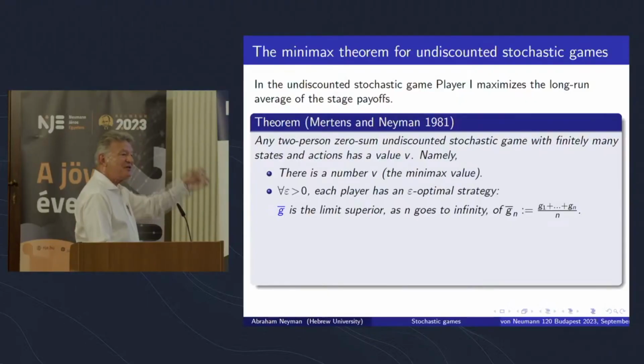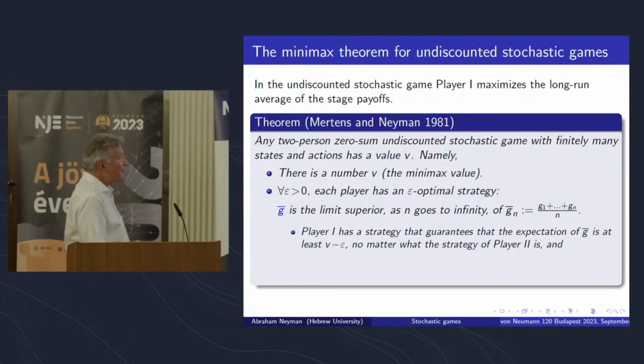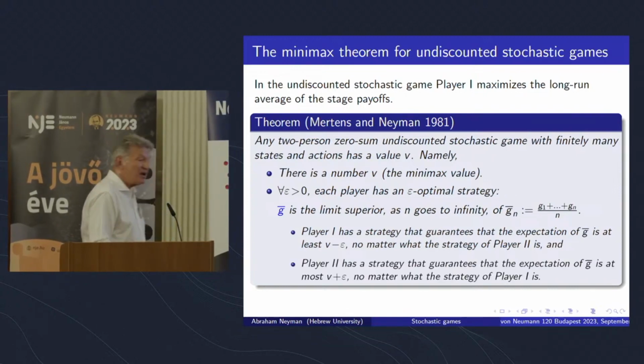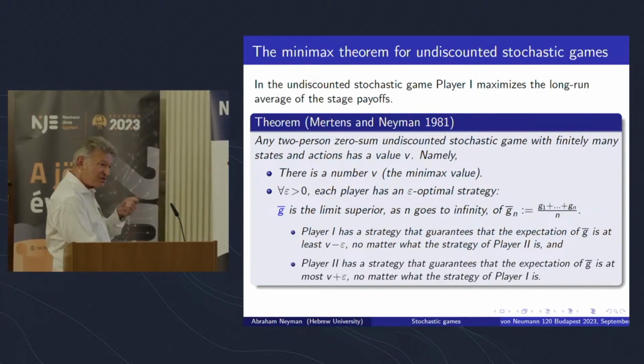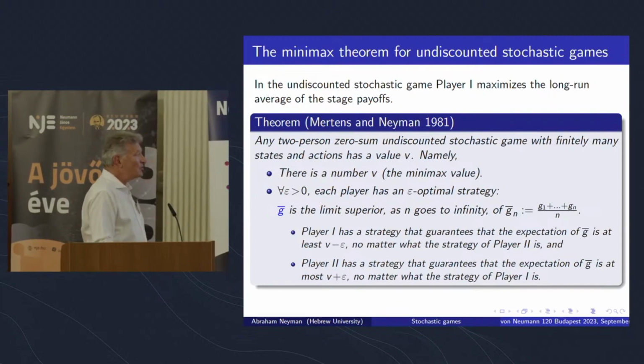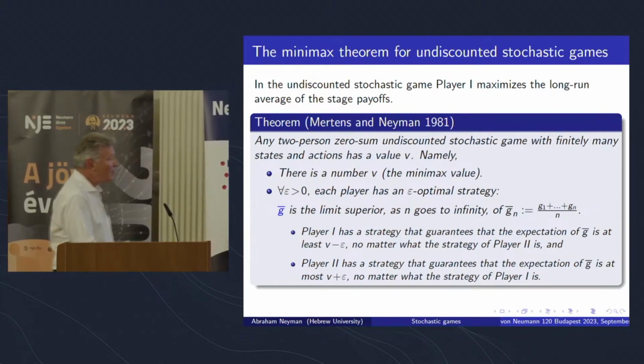And this means that if you take the limit superior of the long-run average, or the limit inferior, for mathematicians you have to be specific. So look at the limit superior. Player 1 has a strategy that guarantees that the expectation of this long-run average is at least v minus epsilon, no matter what the strategy of player 2 is. And similarly, player 2 has a mixed strategy that guarantees that the expectation of this payoff is no more than v plus epsilon, no matter what the strategy of player 1 is.